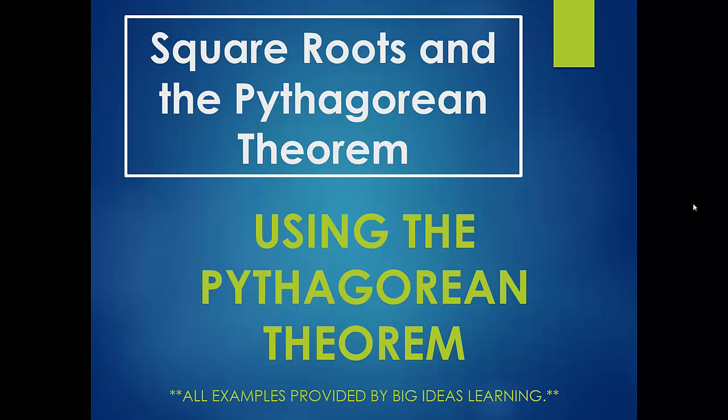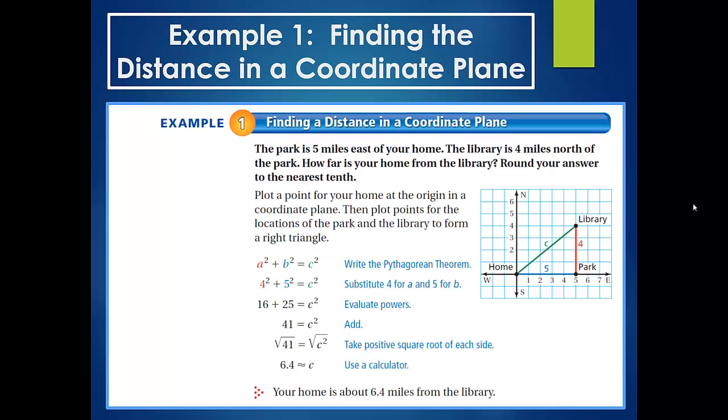Today's lesson is on using the Pythagorean Theorem. For our first example, we're finding the distance in a coordinate plane. The park is 5 miles east of your home. The library is 4 miles north of the park. How far is your home from the library? Round your answer to the nearest tenth.